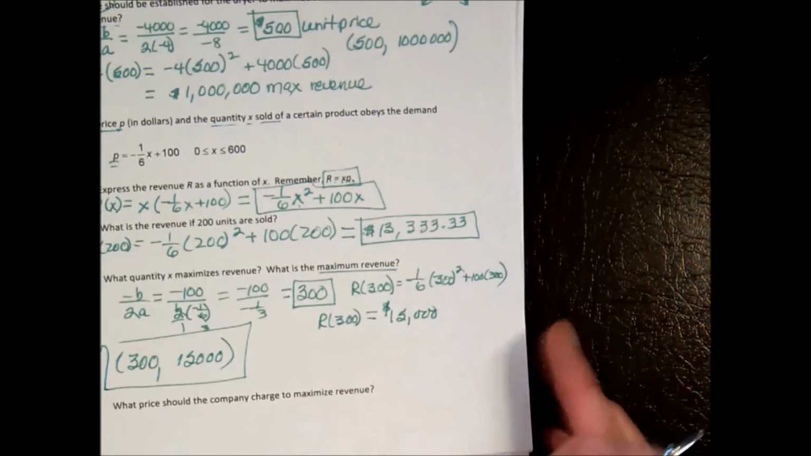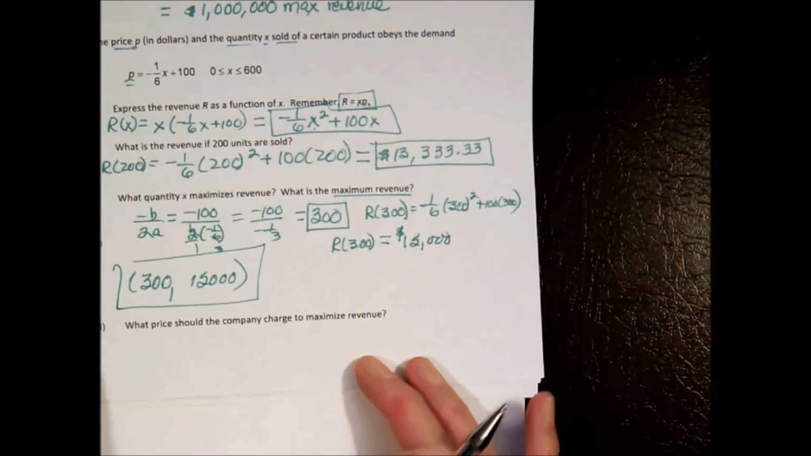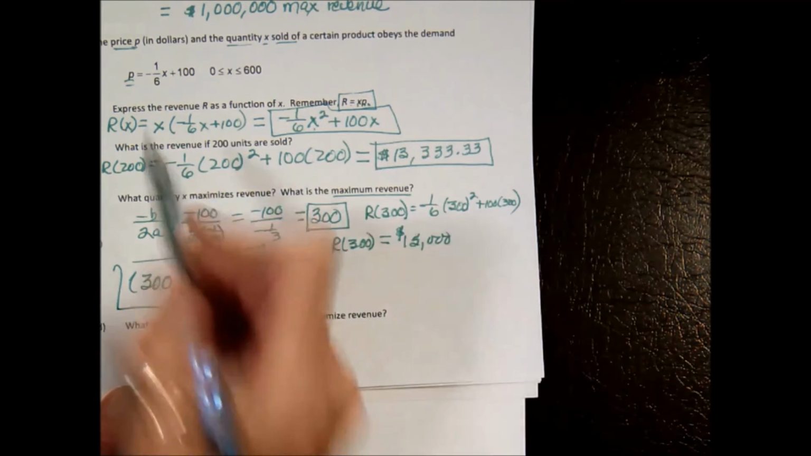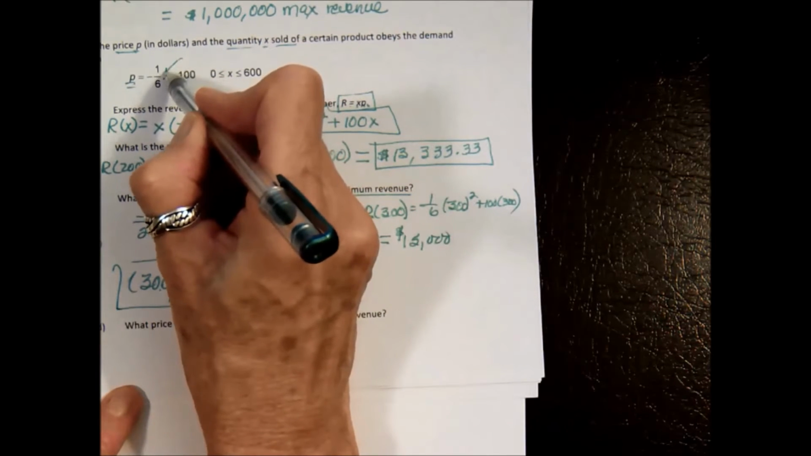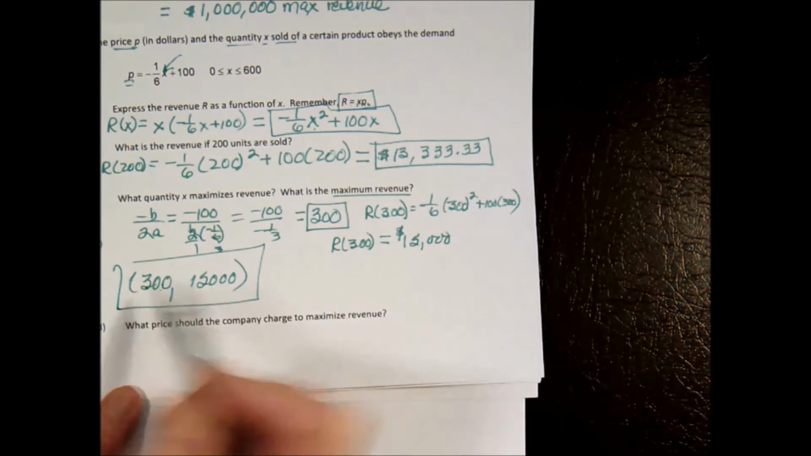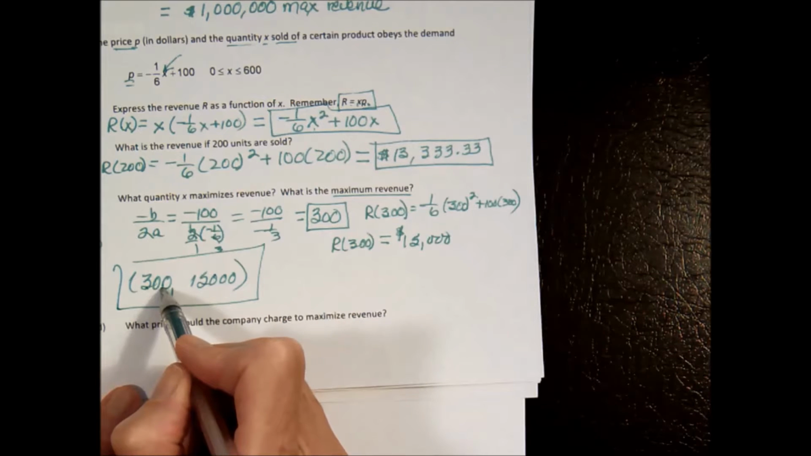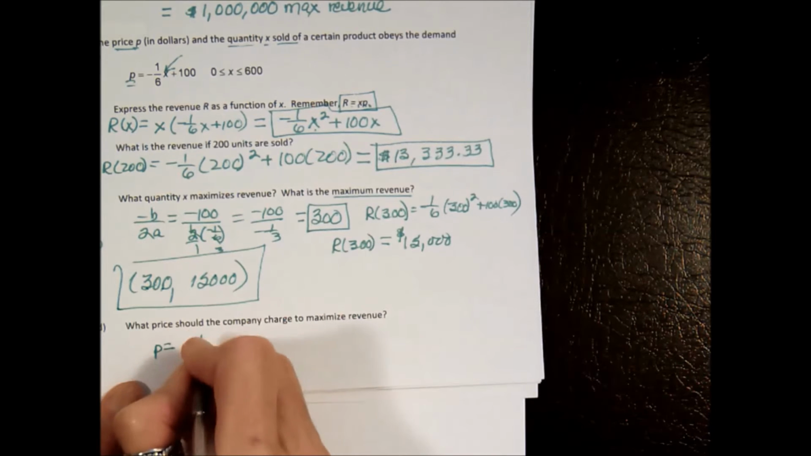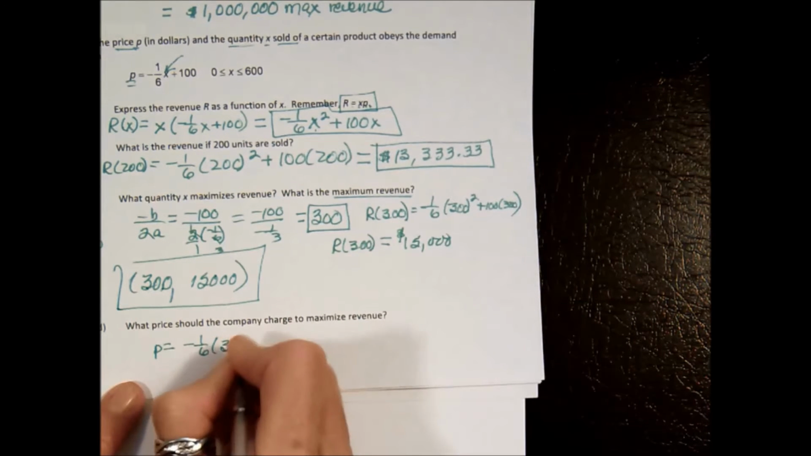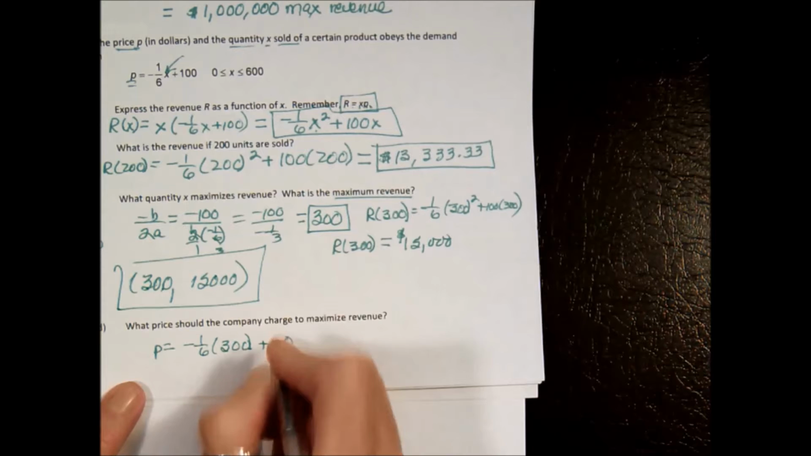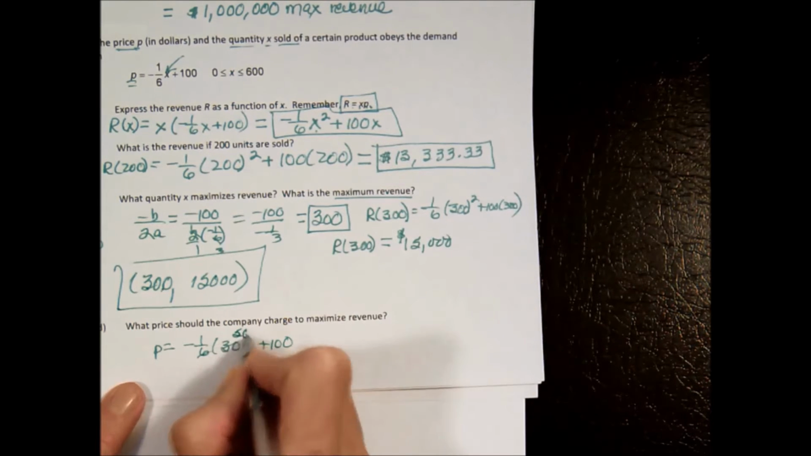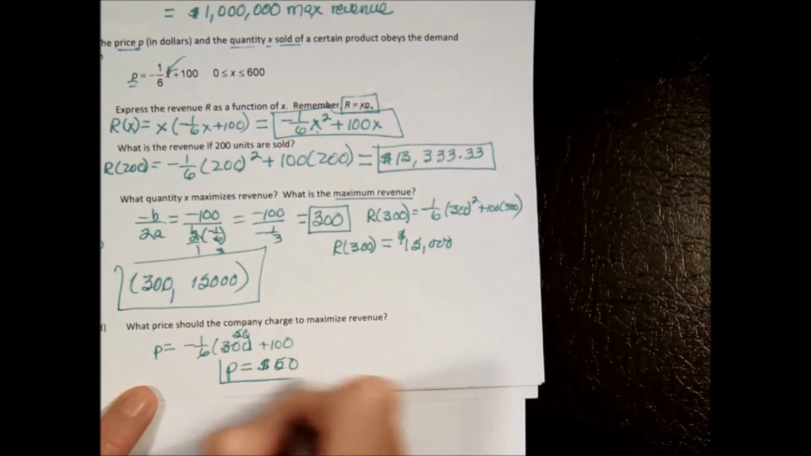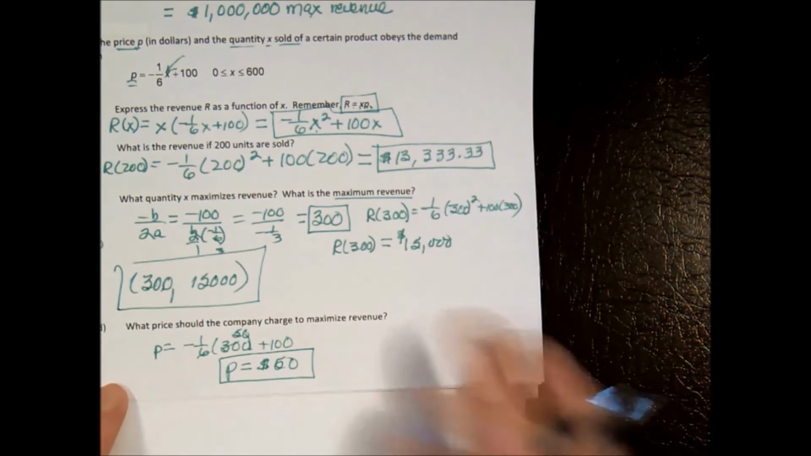What price should they charge to maximize the revenue? Well, what we want to know is, if you go back to the equation, here's our X, this is R of X, so I want to put my 300 back into that equation. So P equals -1/6 times 300 plus 100. This actually cross cancels. P equals $50. So that's how much they should charge.